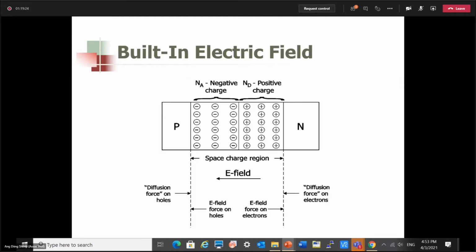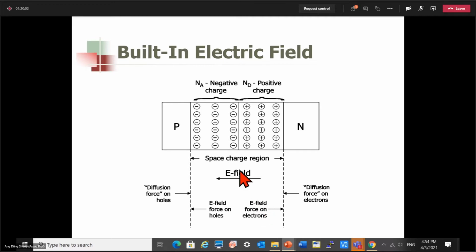So what's next? Very obviously, we have positive space charge on the N side and negative space charge on the P side. So what do we have? We have an electric field that points from the N to the P, like this. So what does this electric field do? If you look at the electrostatic force that the electric field will exert on the holes and the electrons, the electric field will exert an electrostatic force on the holes in the same direction as the electric field.